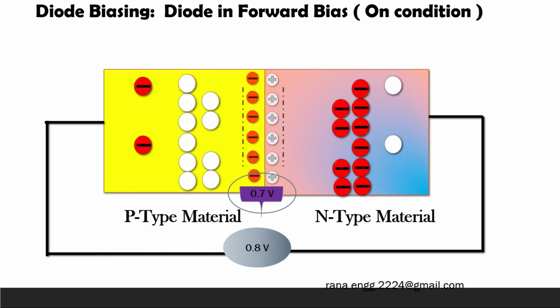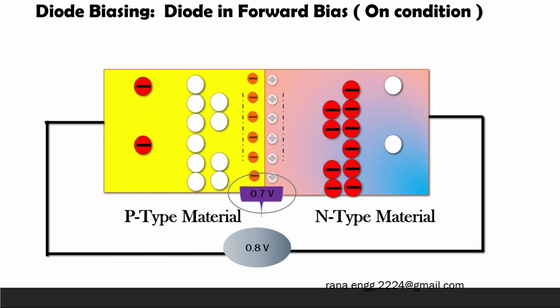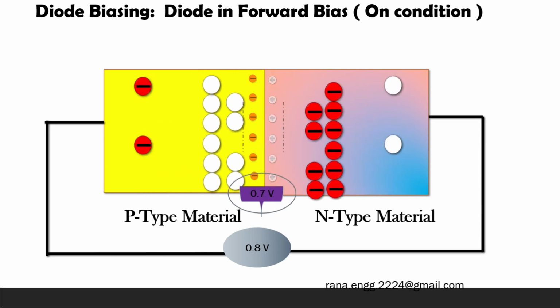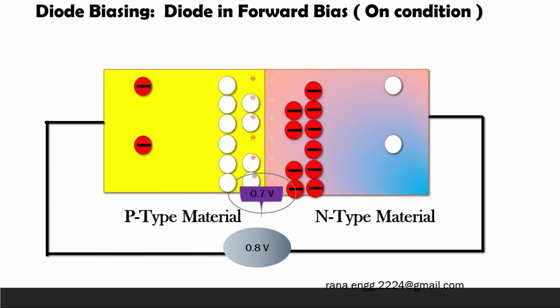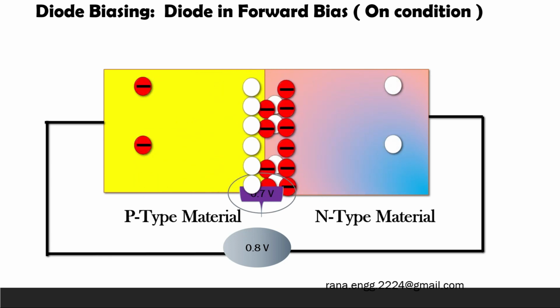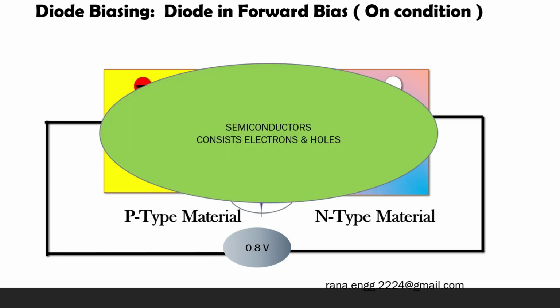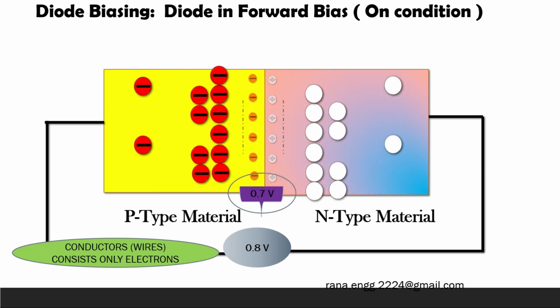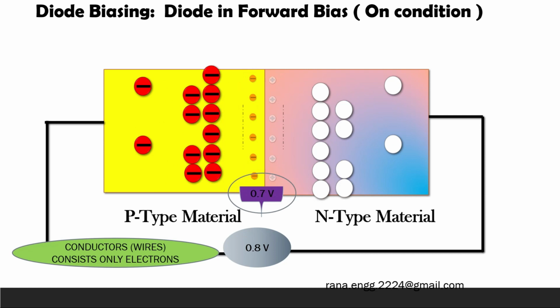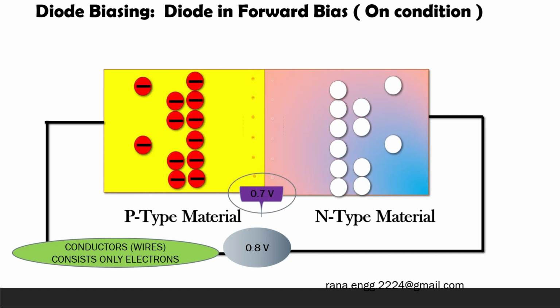Here we can see we have two types of materials in this circuit. The diode consists of semiconductors and it is connected with the battery by using wires or conductors. Semiconductors consist of electrons as well as holes. But in a conductor, there are only electrons. There is no concept of holes in conductors. The detailed PN junction diode videos are given in the description.